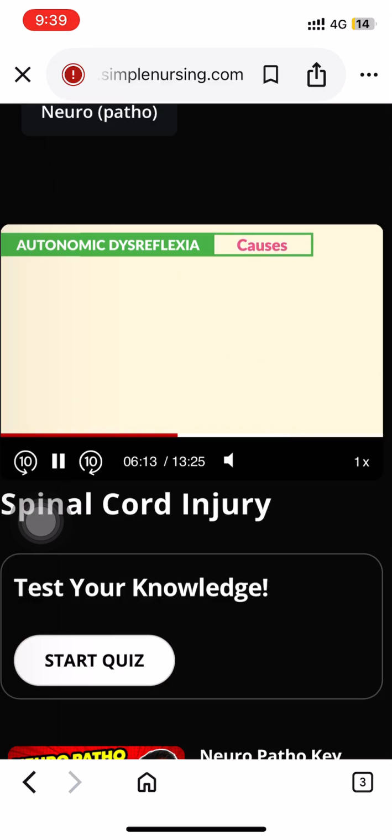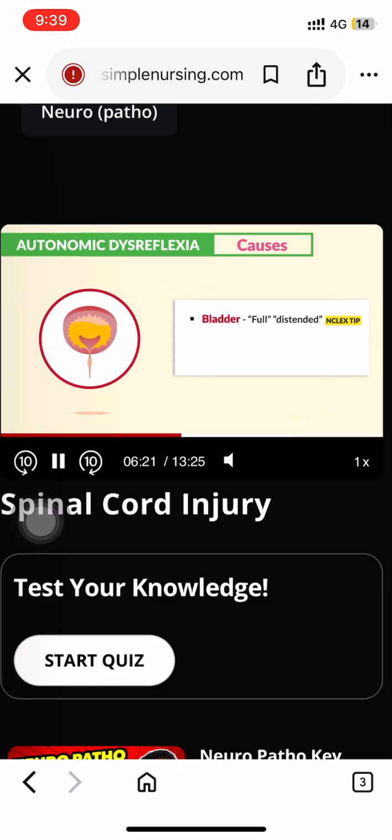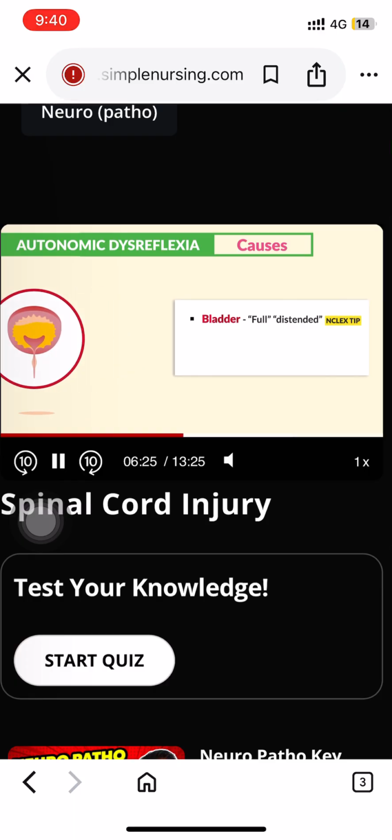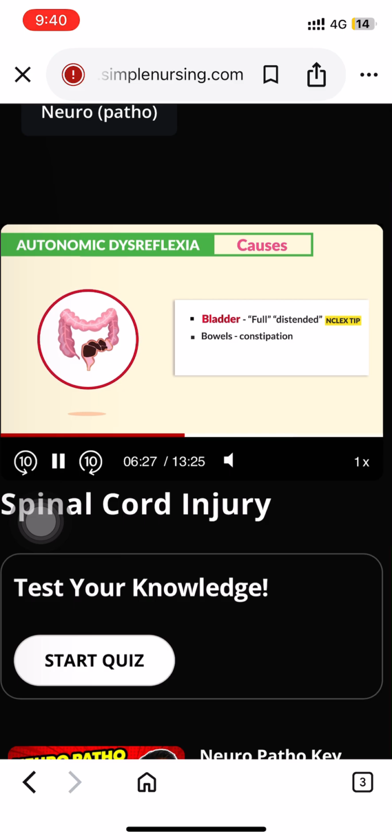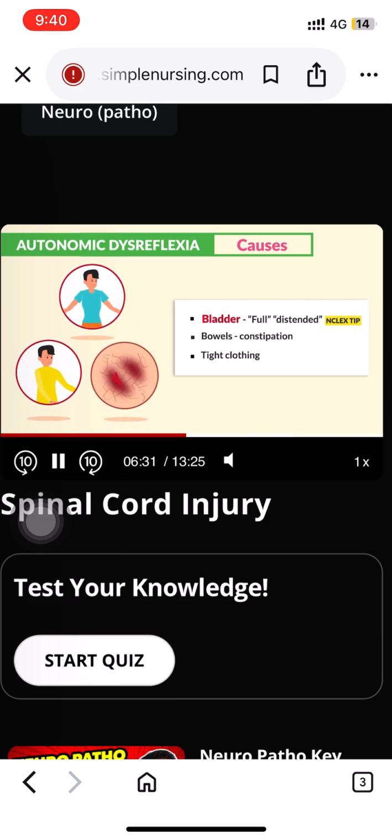Now, exams love to ask about the causes, so write this down. It can come from a tight bladder, bowel, or even clothes. So for the bladder, the key words they use are full or distended. That's a huge NCLEX tip right there. And for the bowels, they use constipation, and even tight clothing from like gowns, or even skin breakdown.